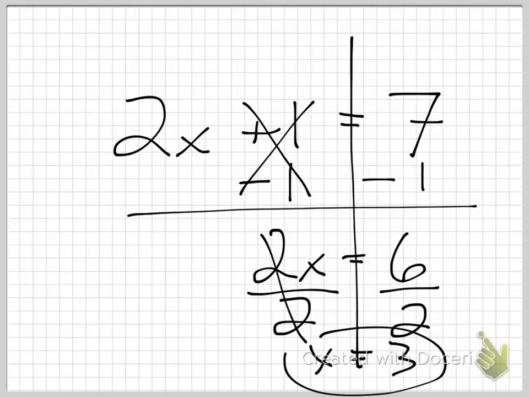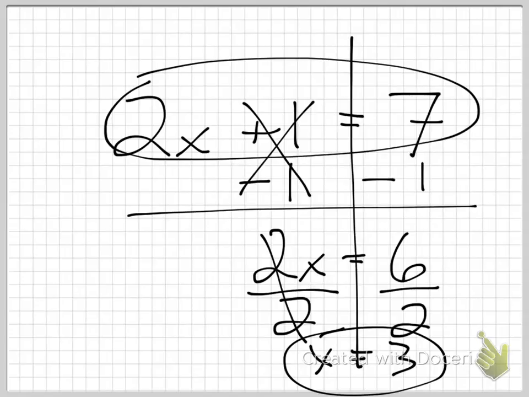3. Let's see if that's true. Let's go back up into the original equation. We're saying that x is 3. What's 2 times 3? Plus 1. There it is. Do you see it? Okay.